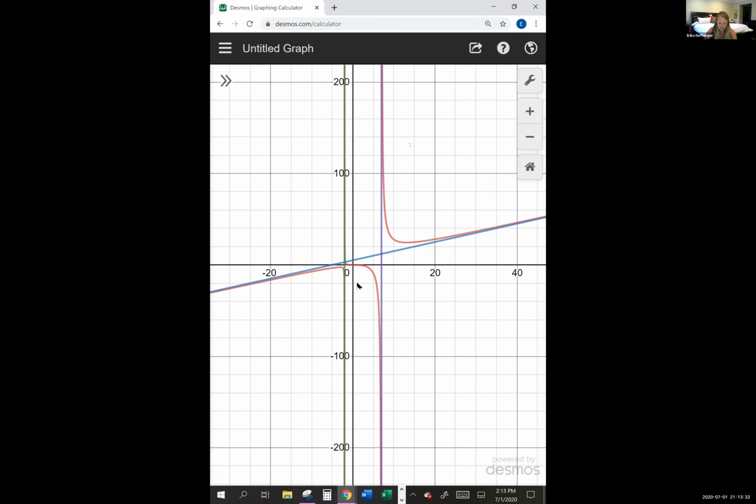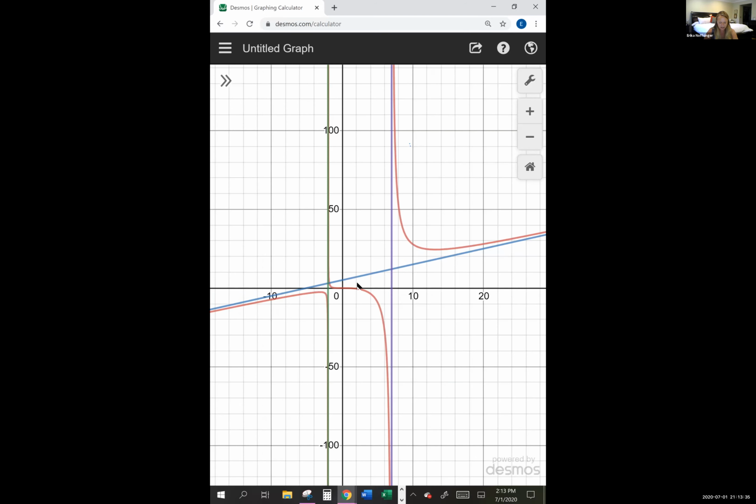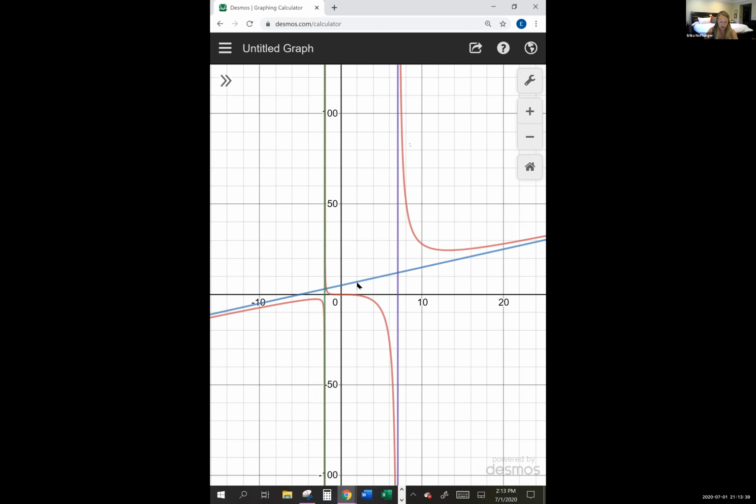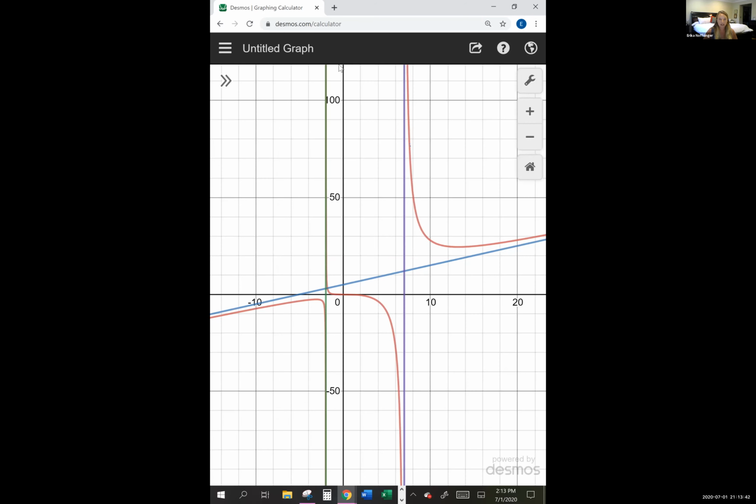And so you can see our graph is the red one, and our graph is hugging our vertical asymptote, which is x equals -2, the green vertical line, and x equals 7, this purple line. And it's hugging our line y equals x plus 5, that slant asymptote. Pretty darn cool, isn't it? It's not too bad. So hopefully that wasn't bad.